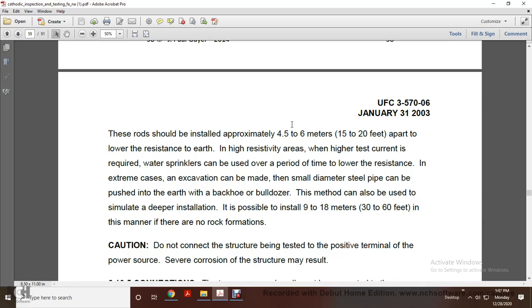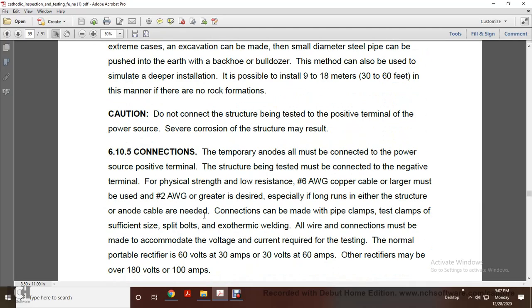Small diameter steel pipe can be pushed into the earth and then backhoed or bulldozed. The method can be used to simulate a deeper installation where possible. Install 9 to 18 meters into the earth in a non-rock formation. Caution: do not connect the positive terminal of the power source to the structure being tested, or corrosion of the structure may result.